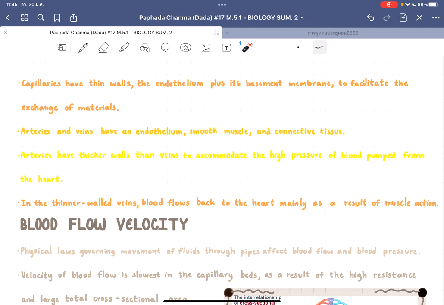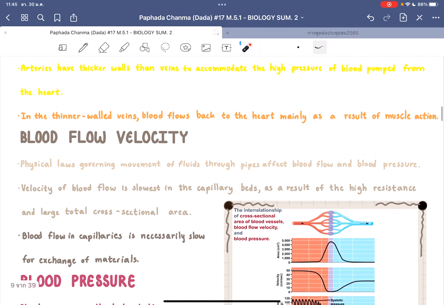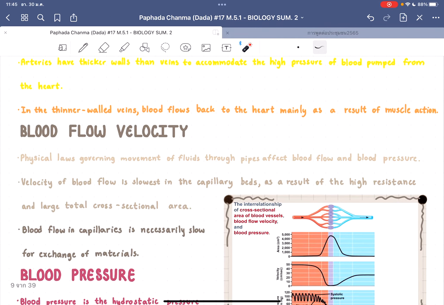Capillaries have thin walls, the endothelium plus a basement membrane to facilitate the exchange of materials. Arteries and veins have an endothelium, smooth muscle and connective tissue. Arteries have thicker walls than veins to accommodate the high pressure of blood pumped from the heart. In the thinner-walled veins, blood flows back to the heart mainly as a result of muscle action.